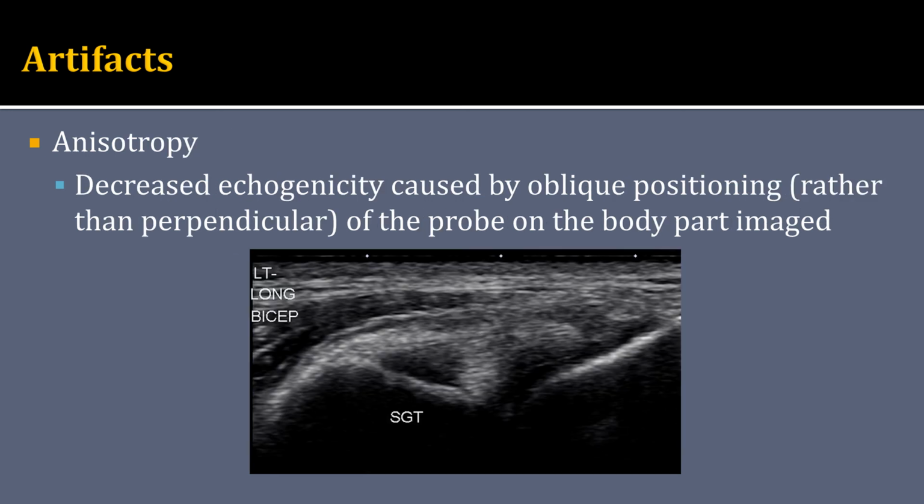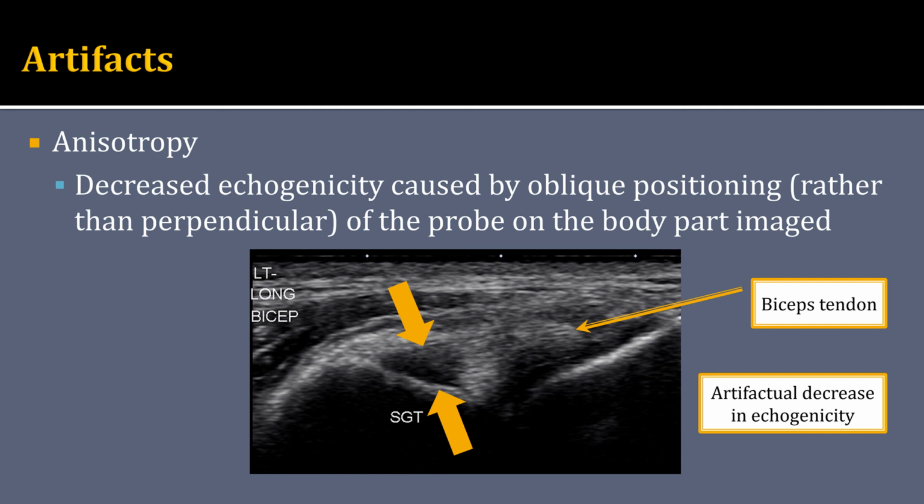Another artifact is anisotropy, and this is a region of decreased echogenicity that is caused by oblique positioning rather than perpendicular positioning of the probe on the body part imaged. And in this image of the biceps tendon, the tendon should be hyperechoic, and we see indicated by the large arrows this decreased area of echogenicity, which is the artifact anisotropy.